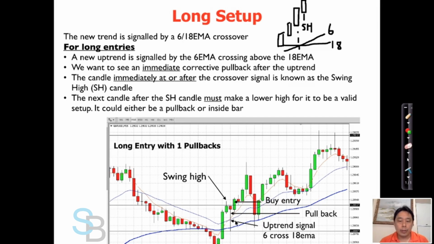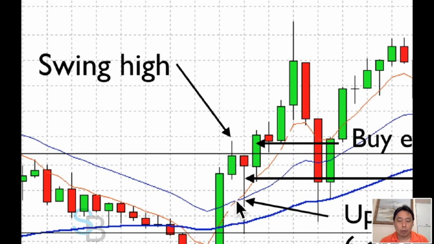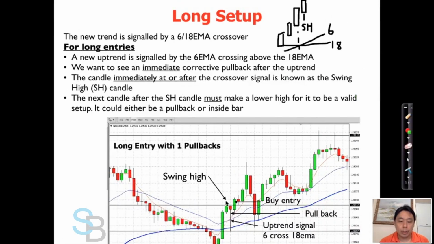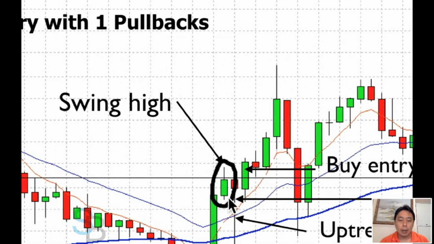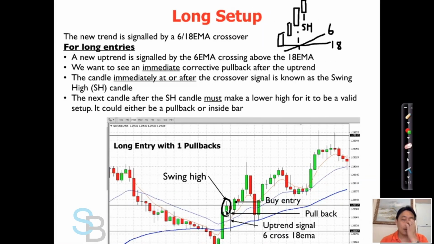Okay. So in this case, you can see that's the cross over here. And where's the swing high candle? That's right, this candle over here is the swing high because it comes right at the cross of the 6 and 18 EMA. Now, what is critically important is the next candle after the swing high candle must, I repeat the word must, make a lower high for it to be a valid setup.